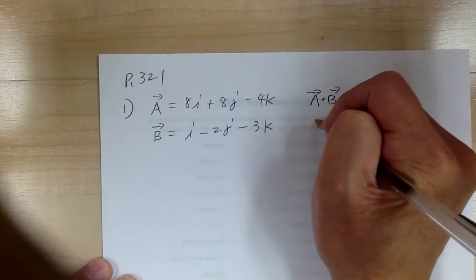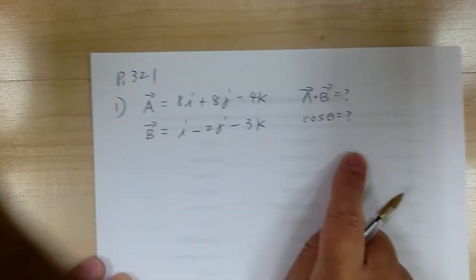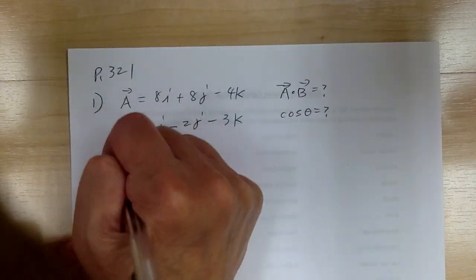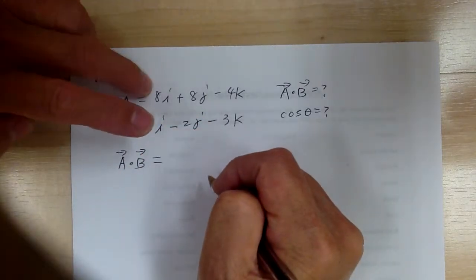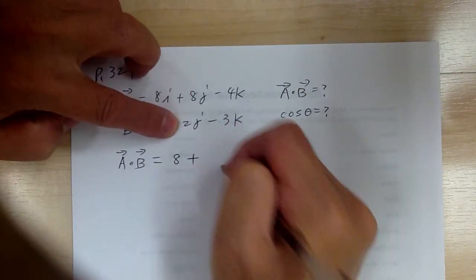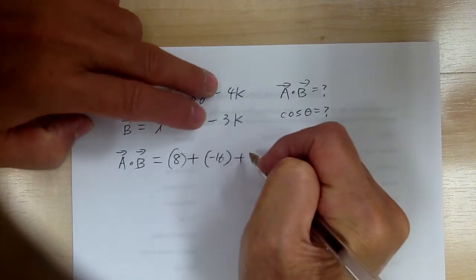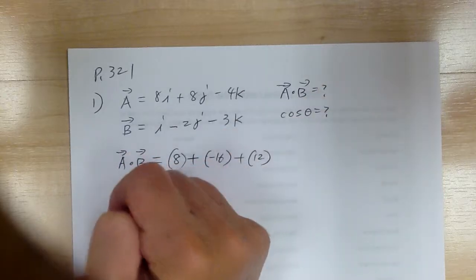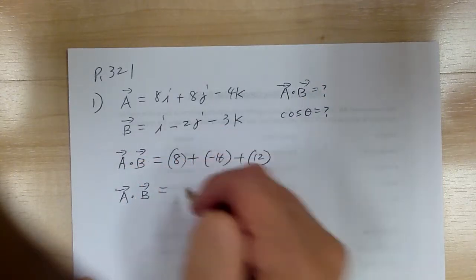And you're looking for the cosine of the angle, cosine theta. Okay, so this is what you're looking for. So A dot B, you just multiply. So 8 times 1 equals 8, plus 8 times negative 2 gives you negative 16, plus negative 4 times negative 3 is equal to 12. So A dot B equals 4.